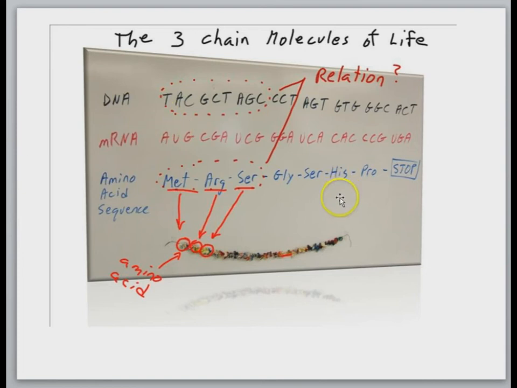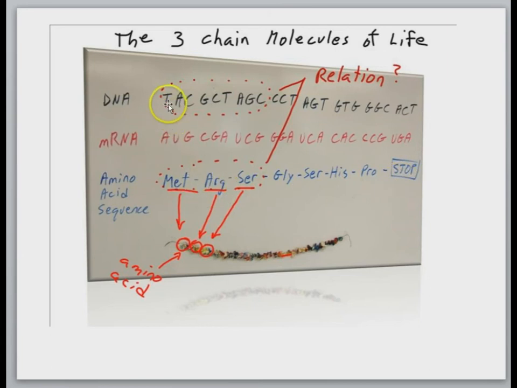So in this diagram we see the three chain molecules for life on Earth. We have DNA up here at the top. Now we're only looking at one strand of DNA, so its complementary strand, right? Its strand that has its matching partners is not shown here. Then we have messenger RNA. Now we'll get into why it looks a little bit different than DNA in a moment. And then down here we have the amino acid sequence. Now these are abbreviations for the different amino acids. We have methionine, arginine, serine, glycine, serine, histidine, proline. We'll talk about stop in a second.